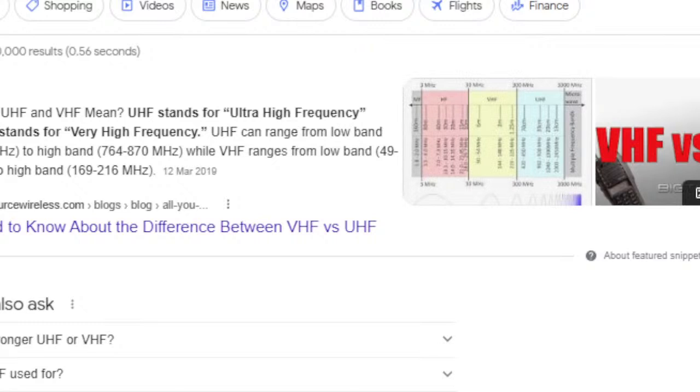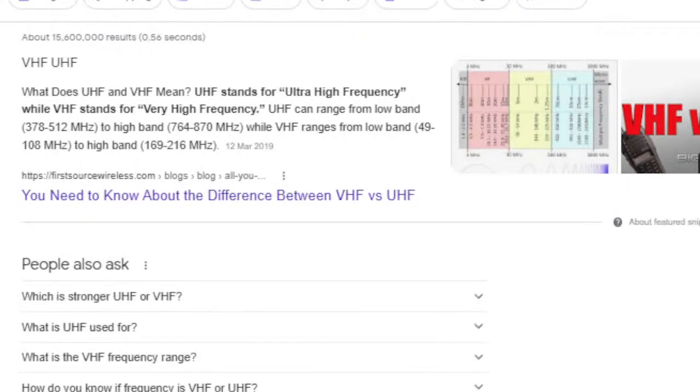Oh, here we go. Googling it. UHF, VHF stands for blah, blah, blah. What are we reading? Range of low band. Oh, it's cut off a little bit there. Oh, there you go. Low band 378 to 512. All right, it's different from what I had.